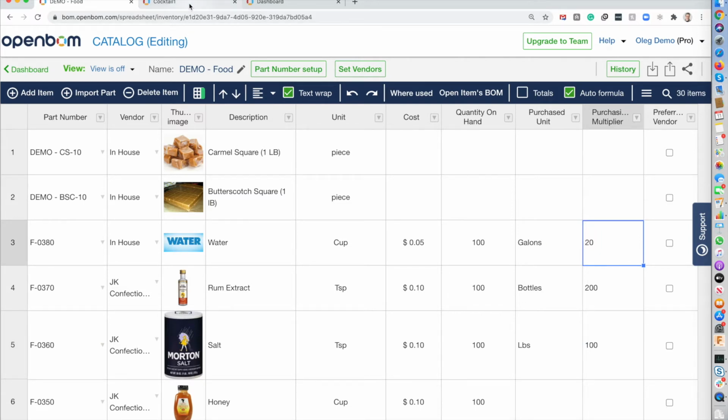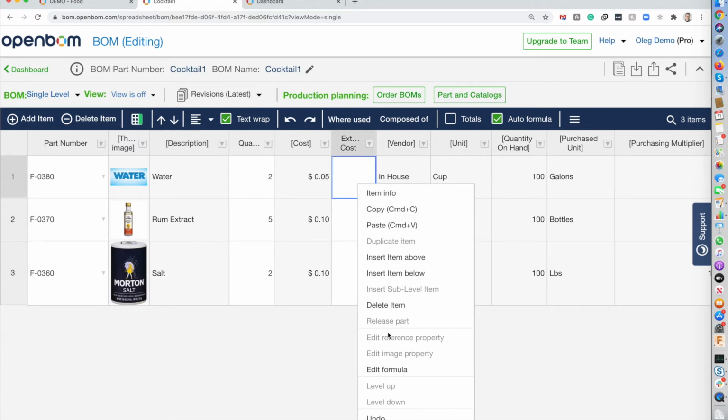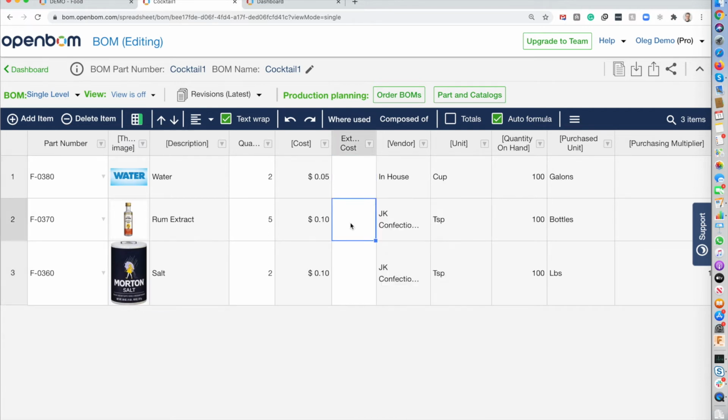So the next is that I have a bill of materials. I created the bill of materials of the cocktail. So you see, I put water, I put rum, and I put salt. Not sure about this cocktail, but you get the point. So now I put quantities, and this is my bill of materials. Now I won't do anything with the bill of materials, although I can easily calculate the cost of this bill of materials. We'll do it in the next video.